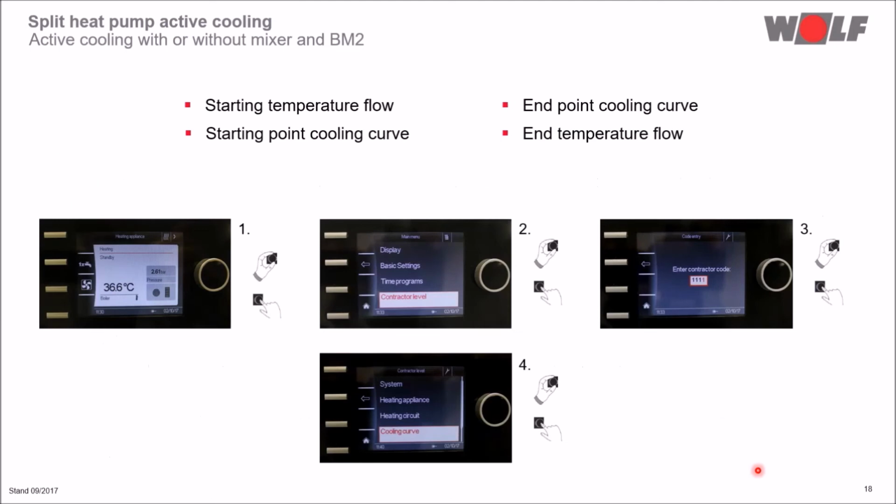Let's have a look how to set the cooling curve on the BM2. Therefore, 4 values should be changed and adapted individually to the system: starting temperature flow, starting point cooling curve, end point cooling curve, and end temperature flow. Those values can be set in the contractor level. In the contractor level, we select the cooling curve.